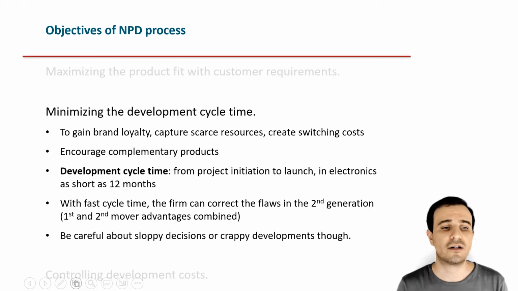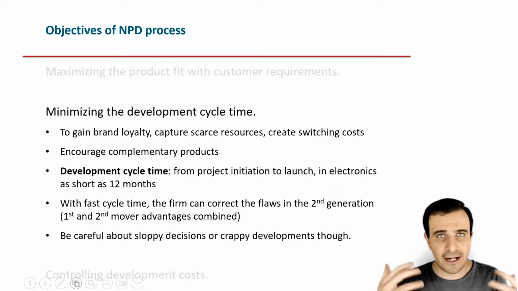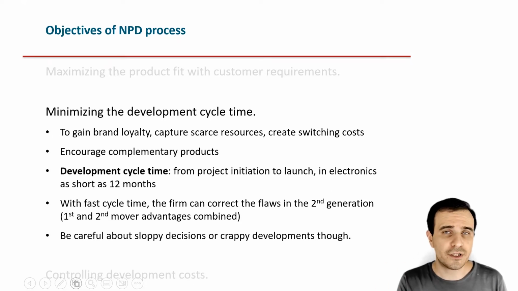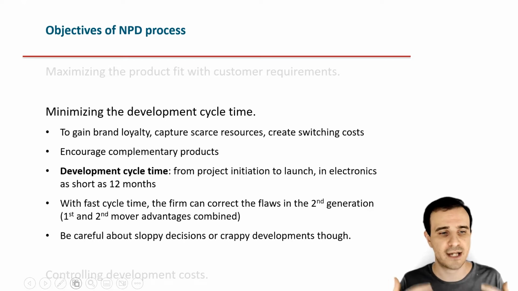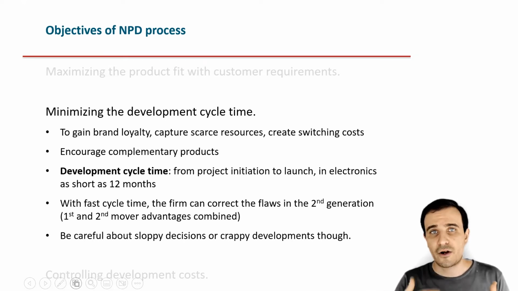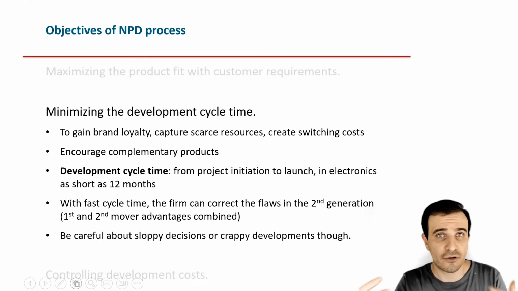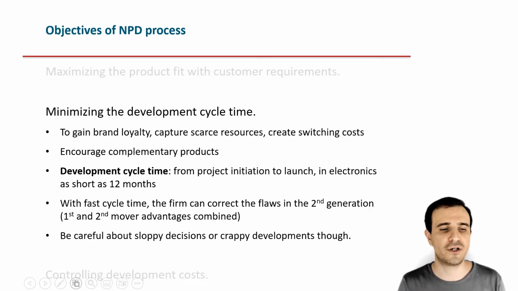Second one is on the development cycle time. So we know that there are some advantages when you are the first mover to come up with new innovations. We also know that there are sometimes advantages when you are the second mover. Second mover means that the company is following what other companies already did. So the first mover paved the way for new innovations to be adopted.